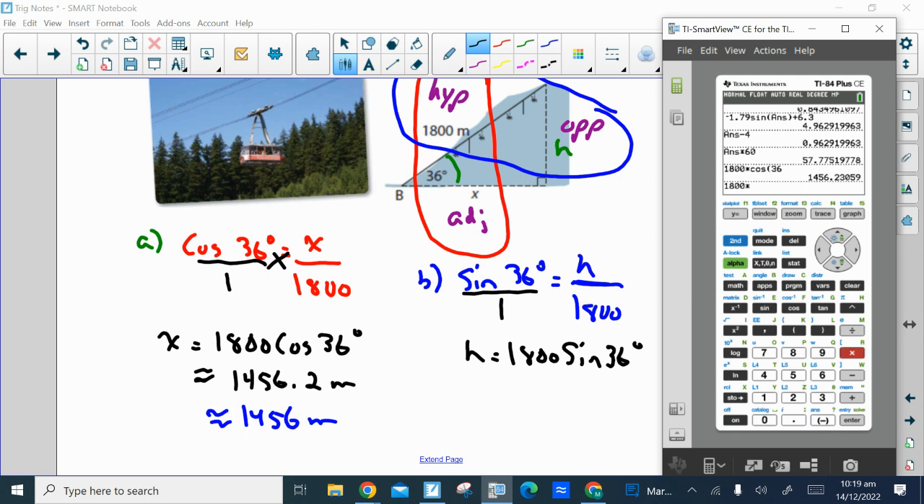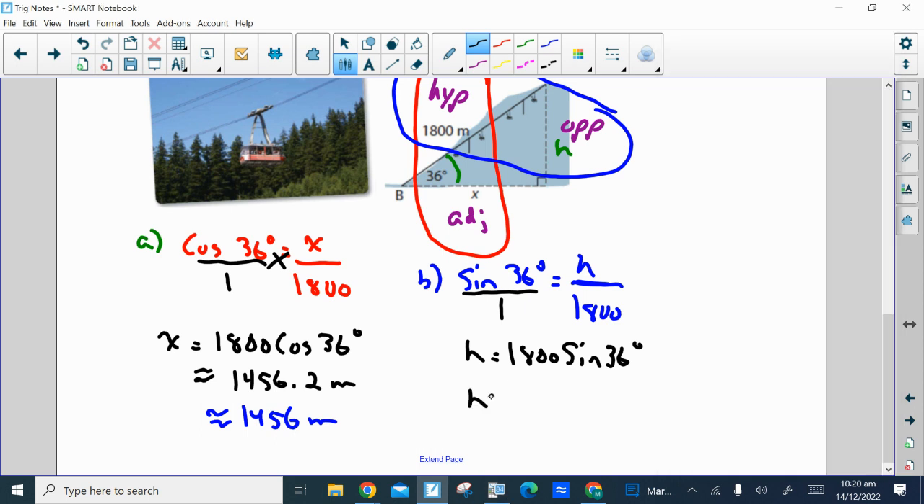1800 times the sine of 36 degrees is 1058 meters. So that is how high the lift is going. That's the change in elevation.